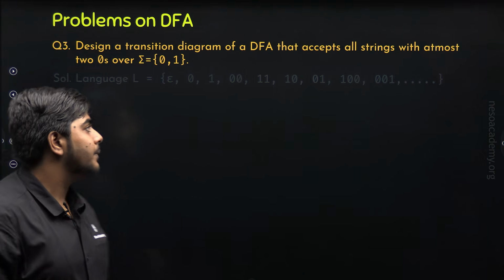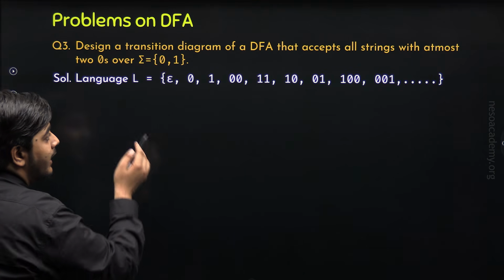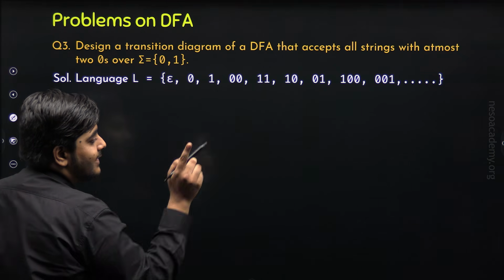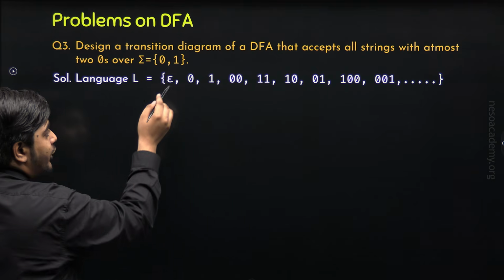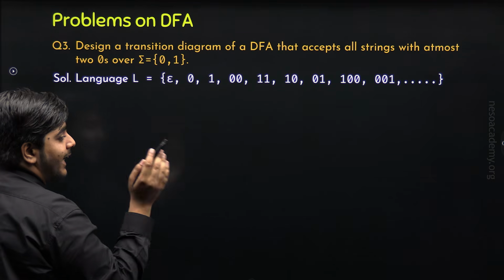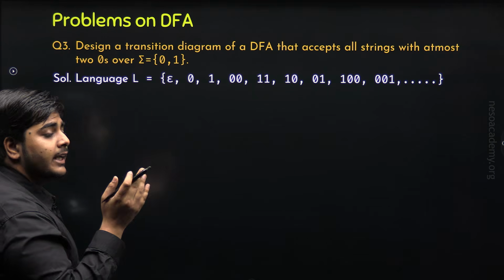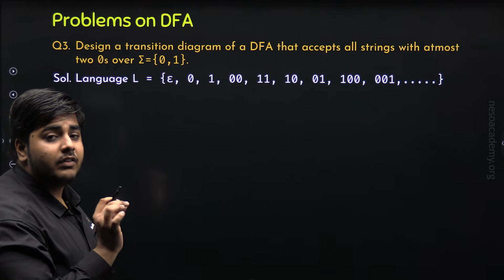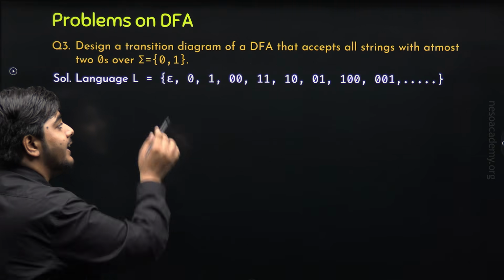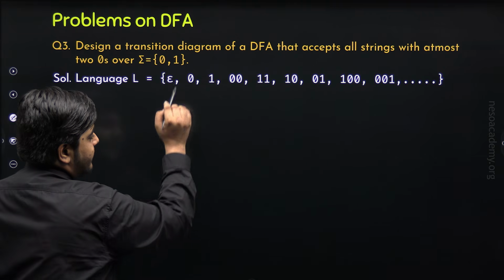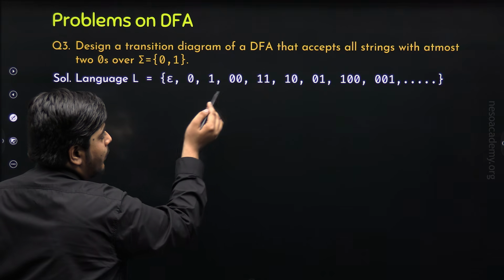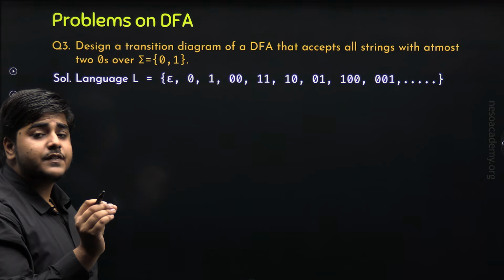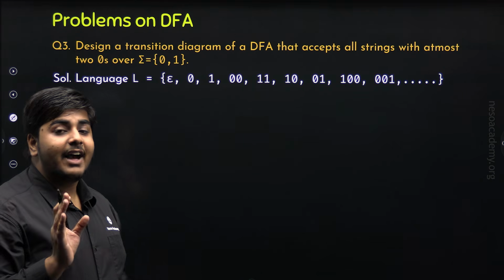So let's see our language. In this language, you can see every string has number of zeros less than or equal to 2. No string has number of zeros greater than 2. If I talk about this epsilon, which is our empty string, it has no symbols, neither 0 nor 1. That means the number of zeros is equal to 0, which is less than 2. That is why it is a valid string. Here we have a single 0. Here we have again no 0. Here we have 2 zeros. So basically in all the strings, we don't have number of zeros greater than 2. So all these are valid strings.